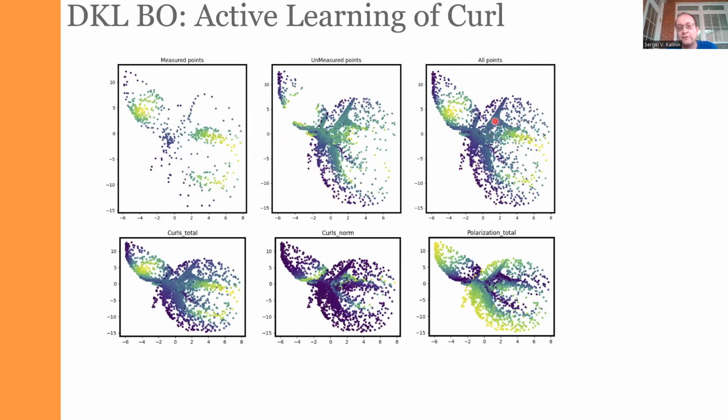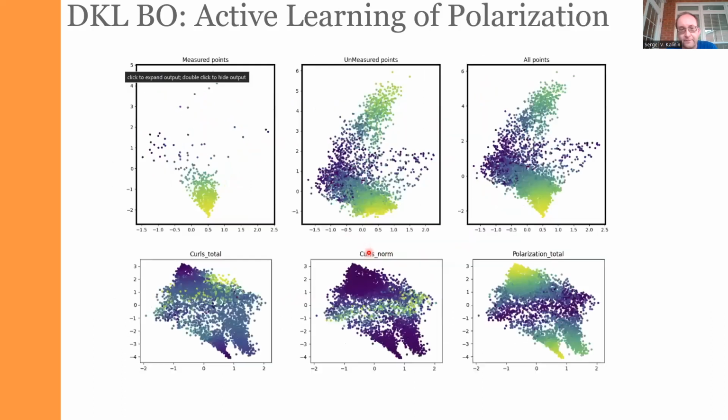And we compare them neck to neck. Of course, in this case, our color is a ground truth because we have access to it. And these are the other characteristics that we actually don't optimize for, for example, total polarization and normalized curl. This is the same example for polarization. Now we try to find the trajectories where the polarization is highest. You can see that there is a subset of trajectories where the polarization is in fact highest, and the manifold is exceptionally well behaved, like this.